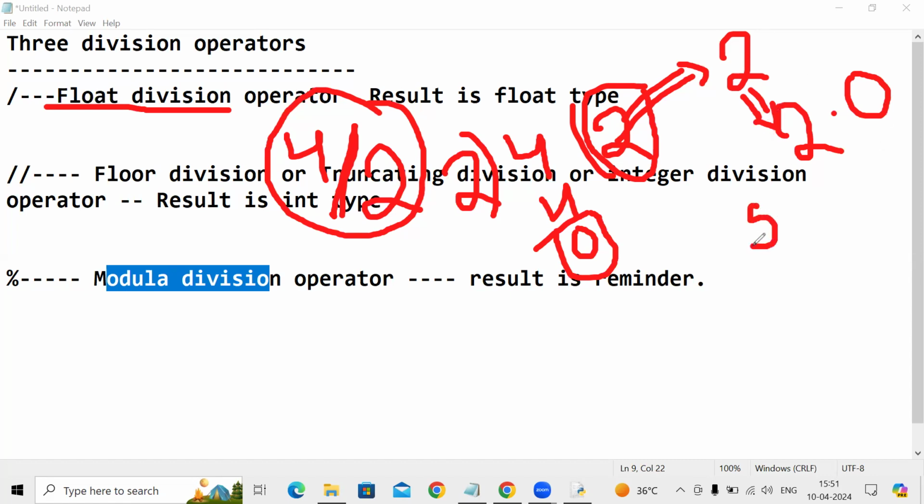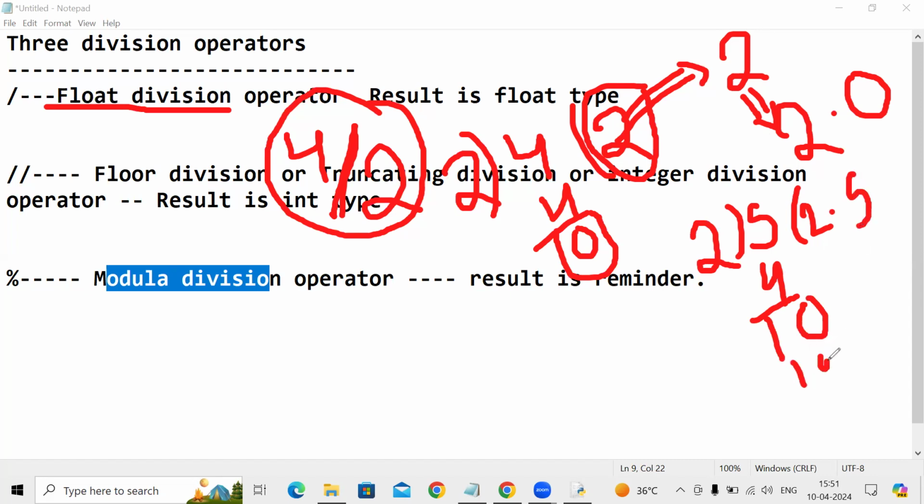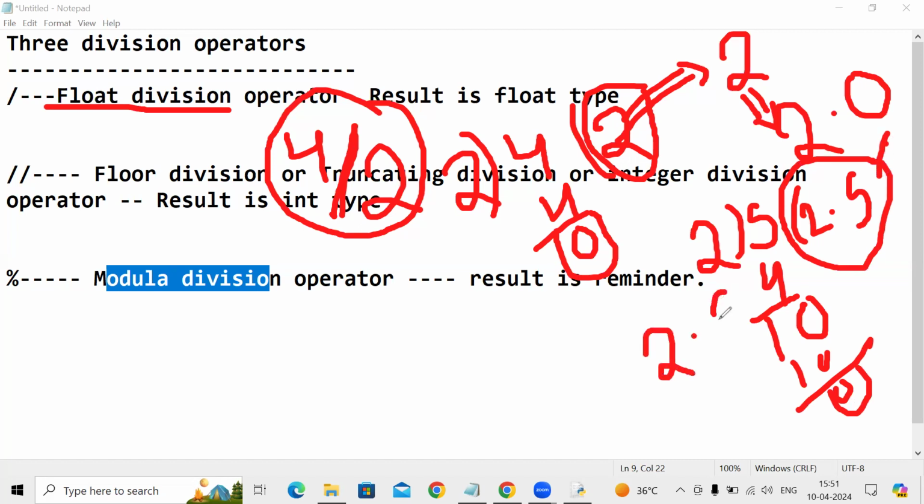Suppose you take 5 float division by 2. We divide by 2 and get 1, remainder 1, then we take a 0 and keep a point, getting 2.5. In float division, it takes the result as the quotient. In this case, the answer is 2.5. This is about float division.